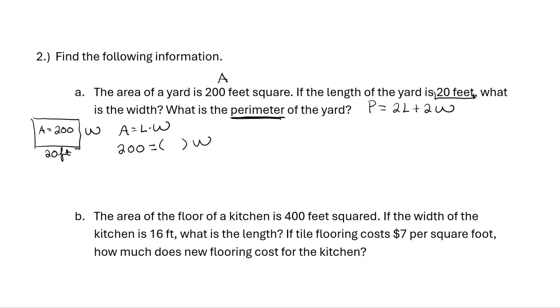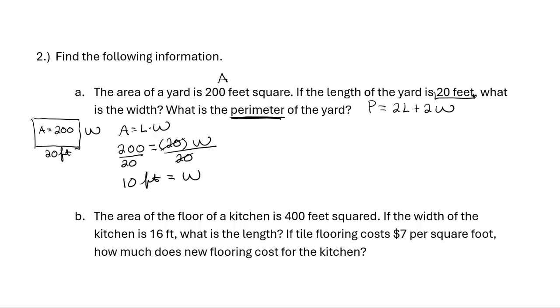So width will be the variable that's remaining. I substitute the 20 in for the L, and now I'm ready to solve. So I divide both sides by 20, and I get 10 feet equals W.